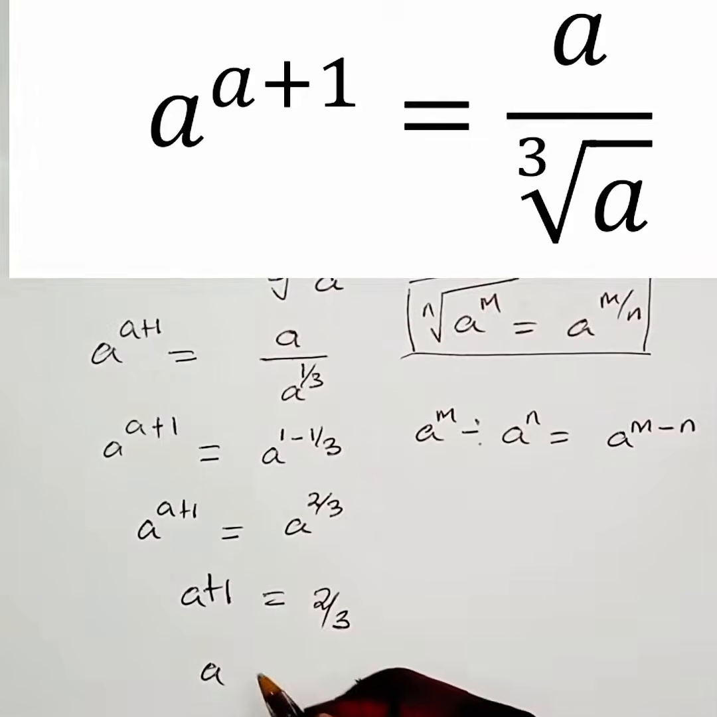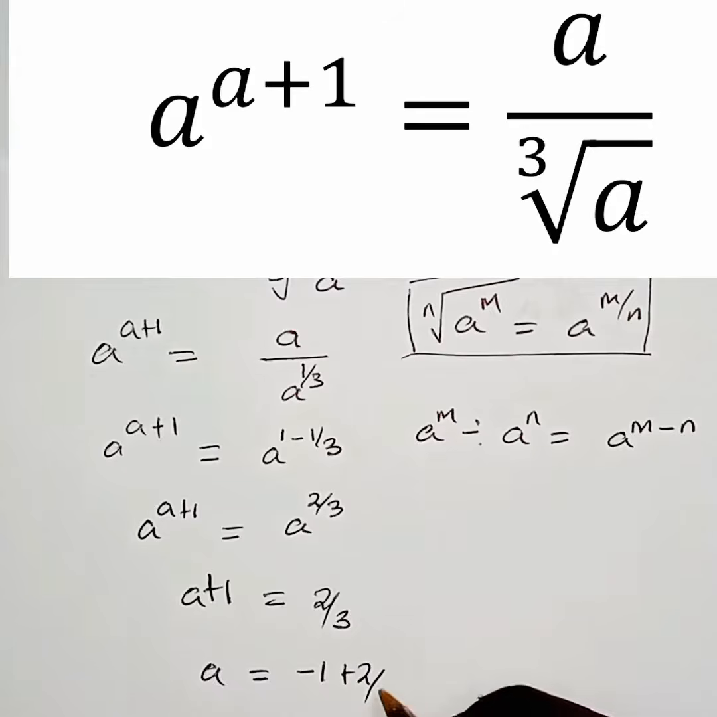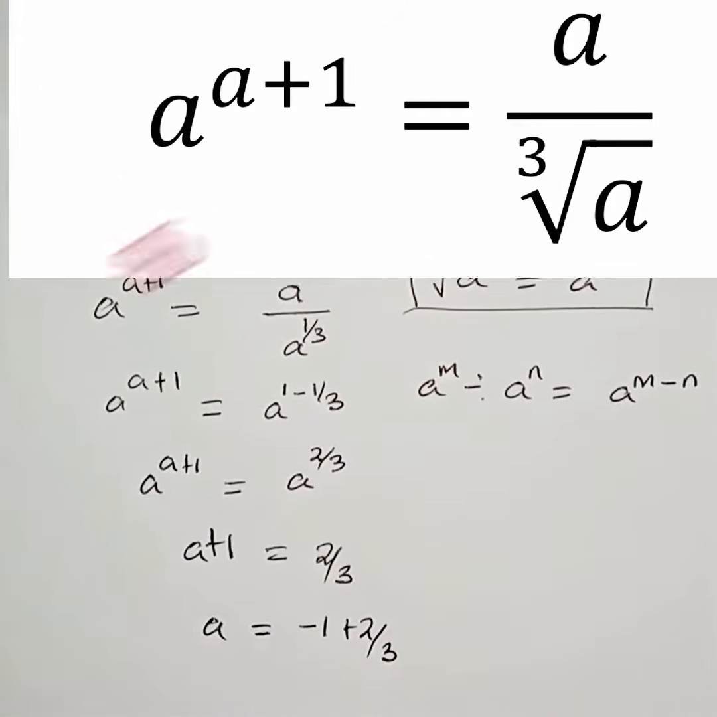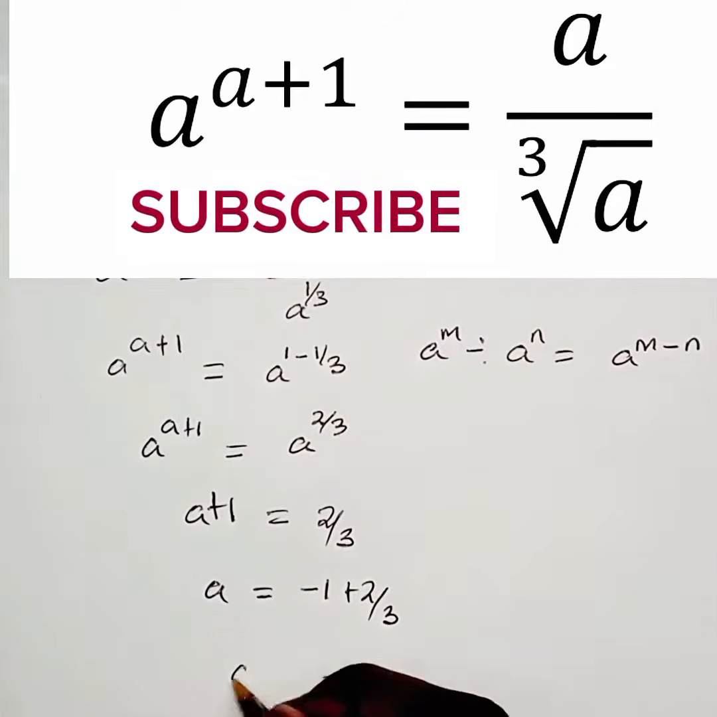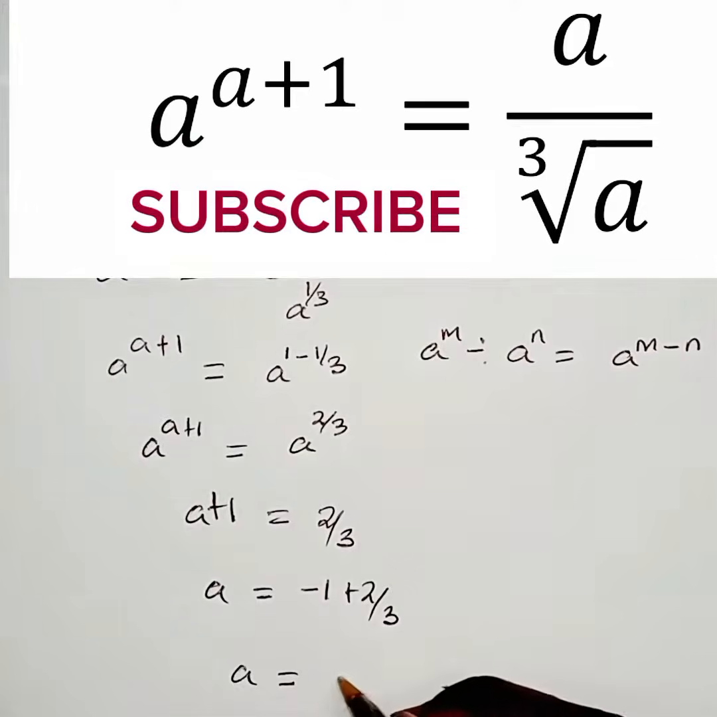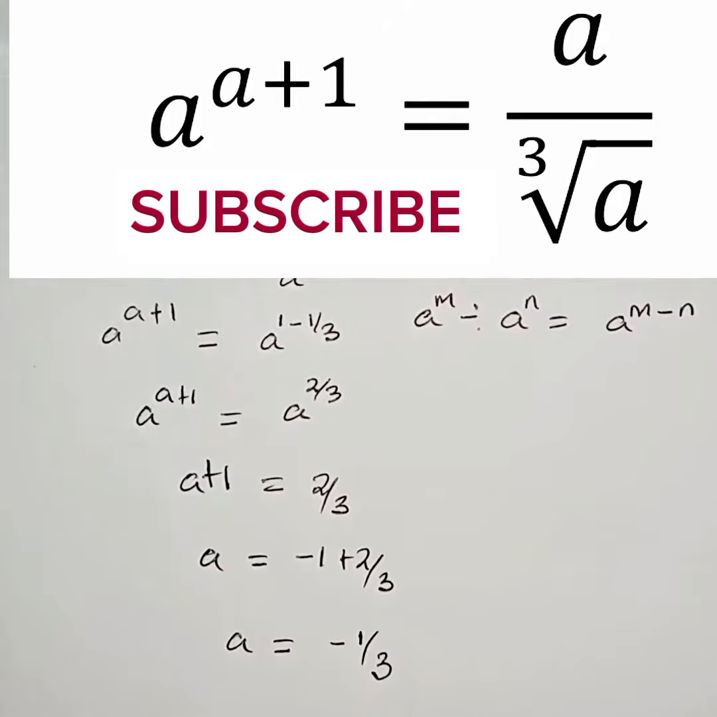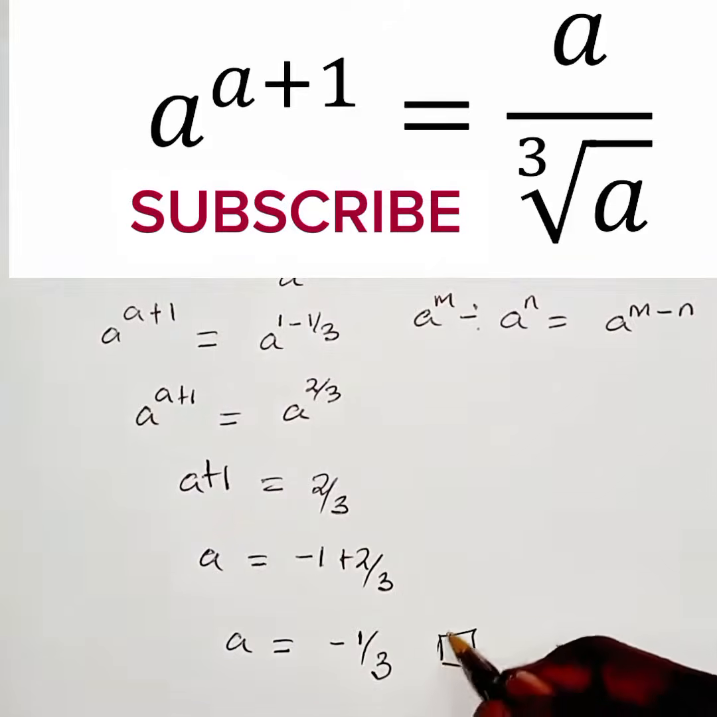We're going to say a is equal to minus 1 plus 2 over 3, and that is going to give us a is equal to minus 1 over 3. Then we have managed to solve for a. We've come to the end of this session.